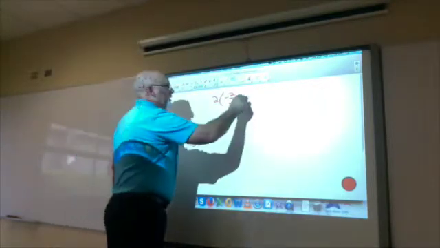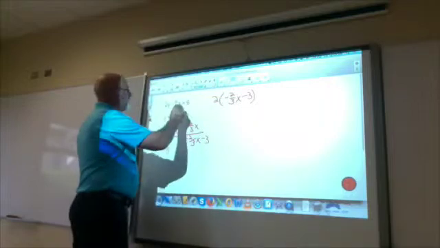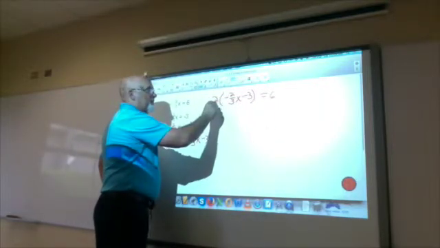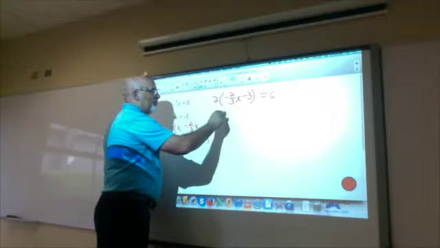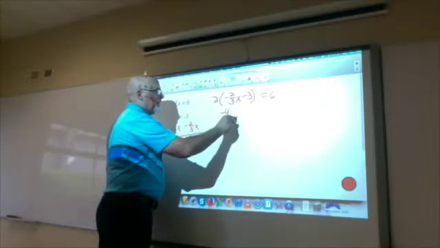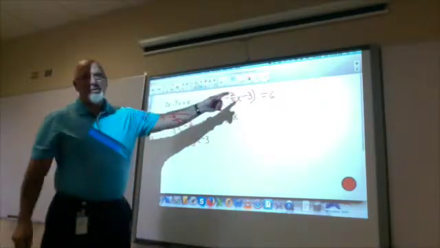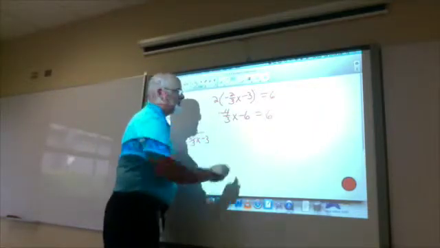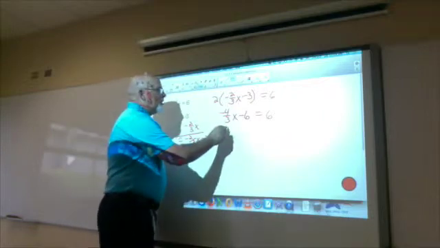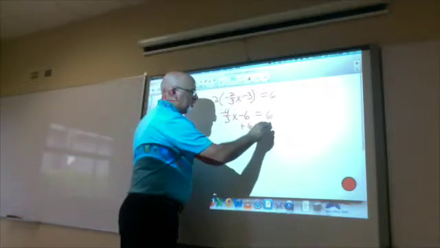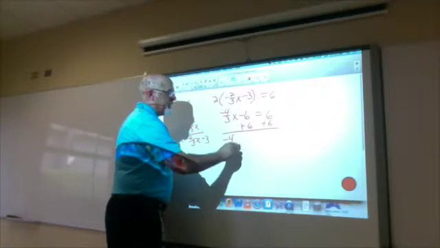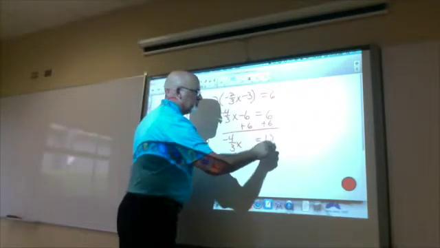minus 3 is equal to 6. So we multiply. Negative 2/3 times 2 is negative 4/3 x. 2 times negative 3 is negative 6, equals 6. We add 6 on both sides, and that gives us negative 4 thirds x equals 12.